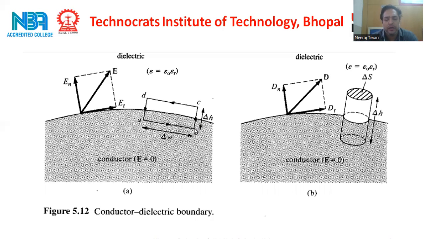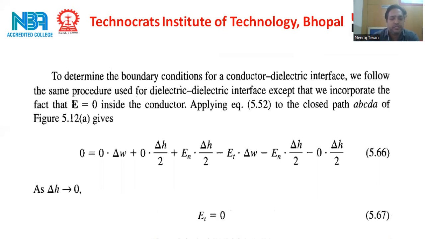If you are moving from B to C, before this boundary, what will be the length of this line? It is del H by 2. So plus 0 into del H by 2. Clearly you can see 0 into del H by 2. In the same way, En into del H by 2, minus Et into del W, minus En into del H by 2, minus 0 into del H by 2.